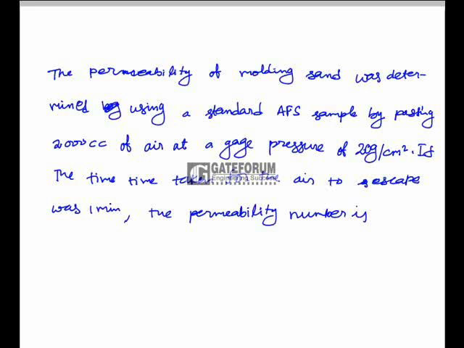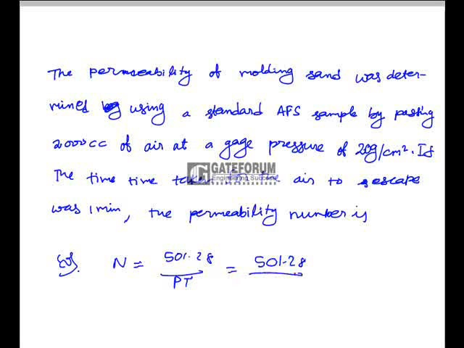The permeability of molding sand was determined by using a standard AFS sample by passing 2000 cc of air at a gauge pressure of 20 gram per centimeter square. If the time taken for the air to escape was 1 minute, the permeability number is. Here the permeability number is equal to 501.288 by P into T. So here P is pressure and T is time. Here pressure is 20 gram per centimeter square and time is 1, and it is equal to 25.06.